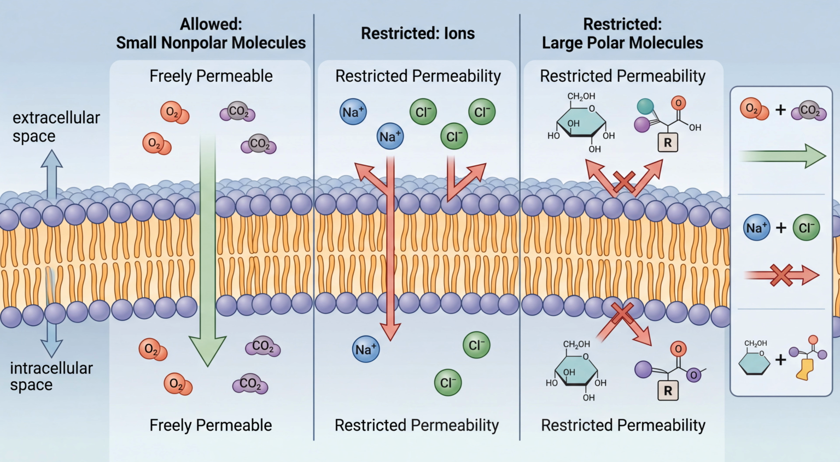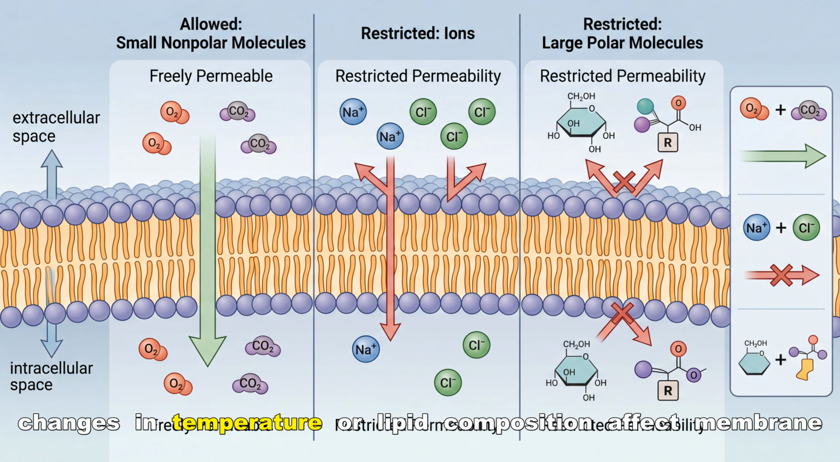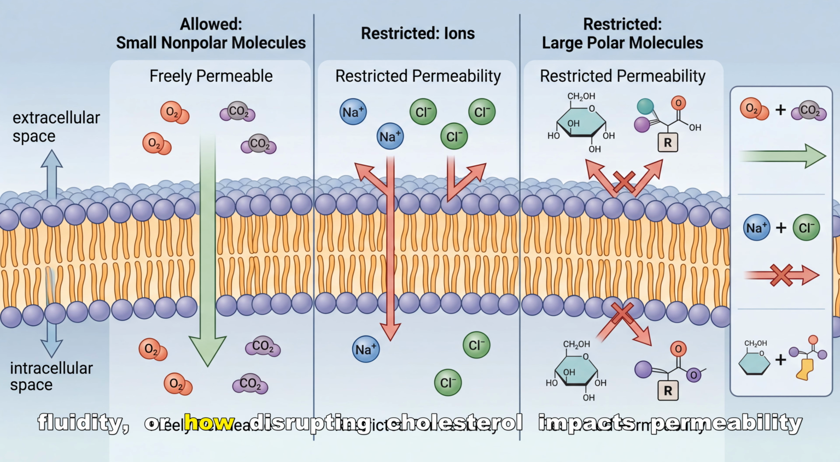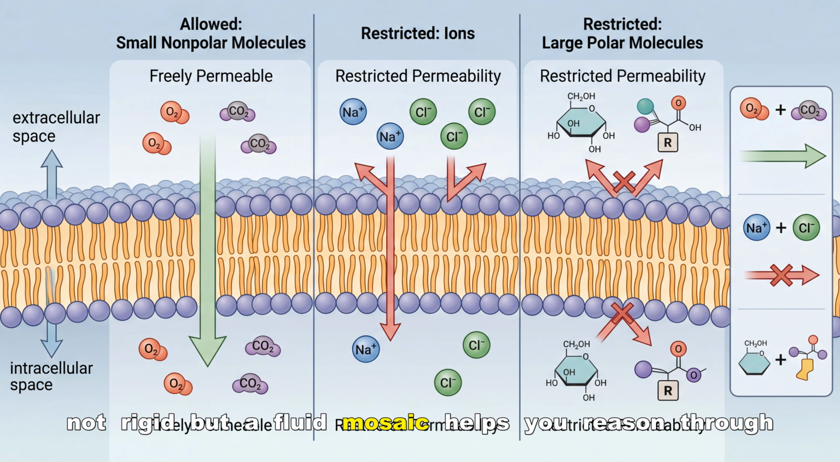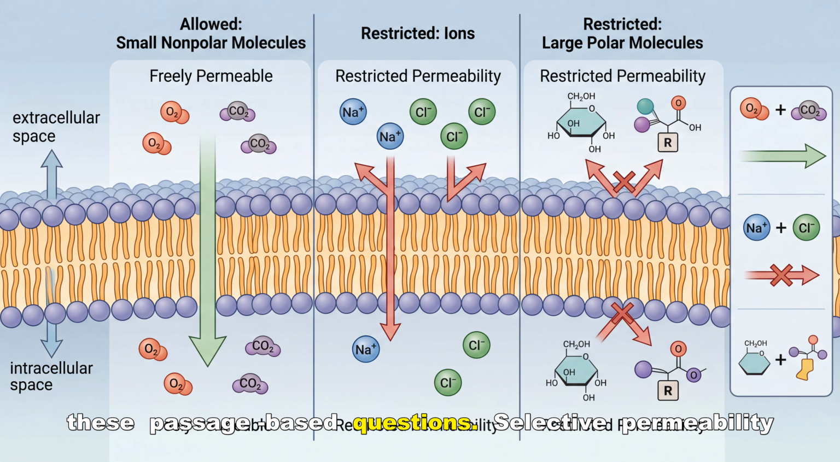On the MCAT, you may be asked how changes in temperature or lipid composition affect membrane fluidity, or how disrupting cholesterol impacts permeability and protein function. Understanding that the membrane is not rigid but a fluid mosaic helps you reason through these passage-based questions.